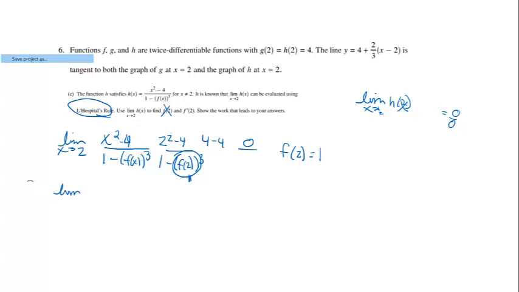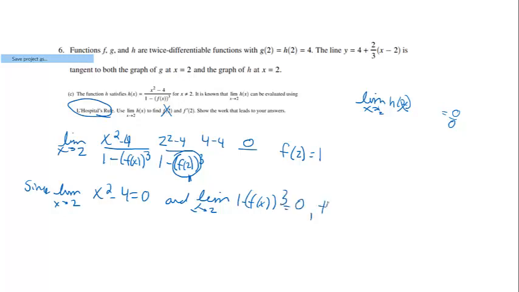So we're going to say, since the limit as x approaches 2 of x squared minus 4 equals 0, and the limit as x approaches 2 of 1 minus f of x cubed is equal to 0, then we can use L'Hopital's. Okay, so now I'm going to use L'Hopital's. So, the limit as x approaches 2.